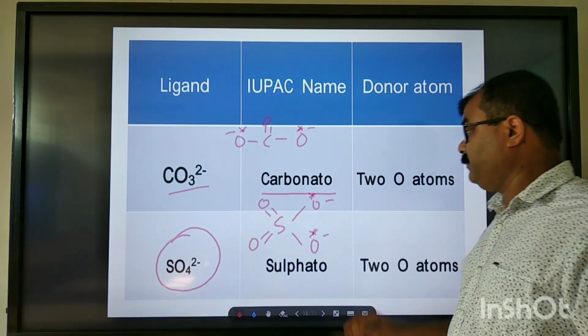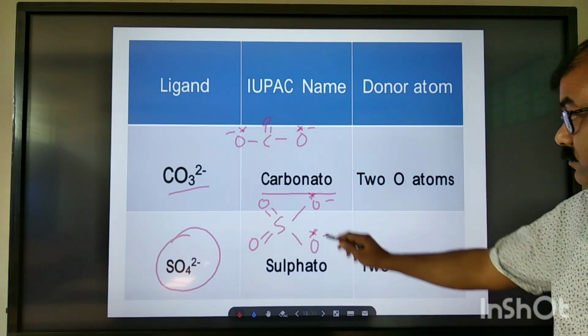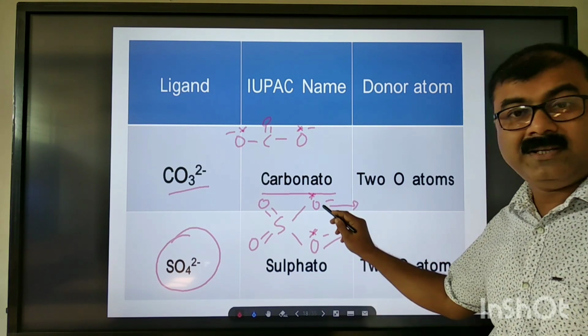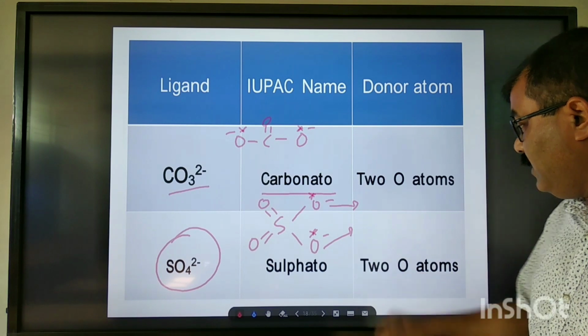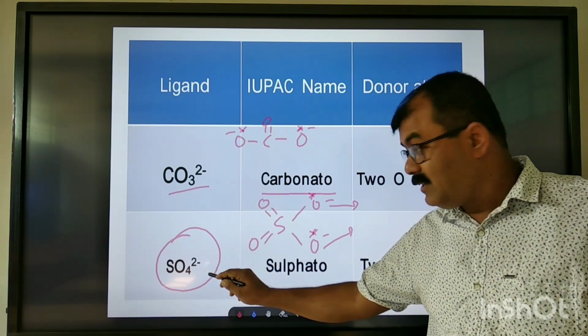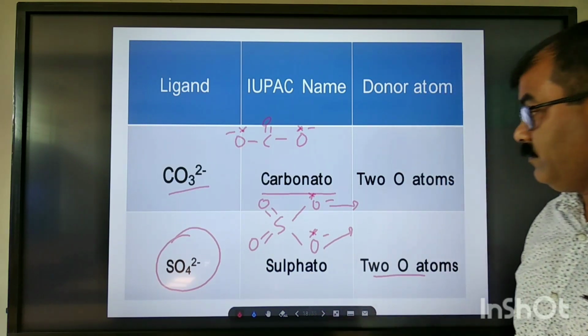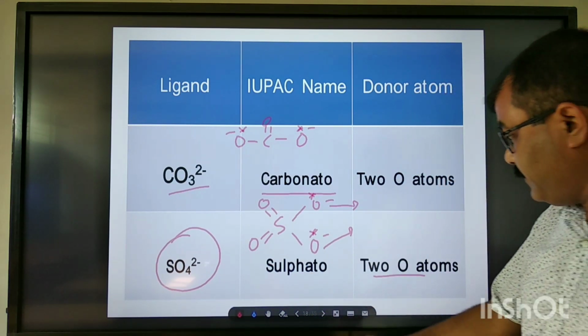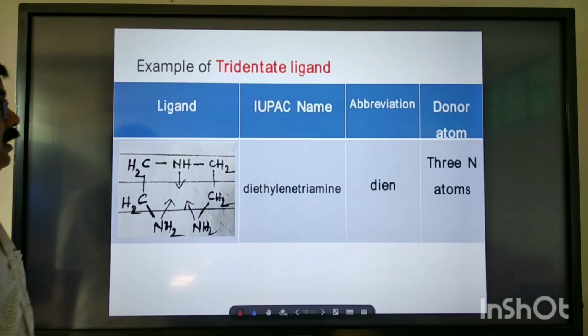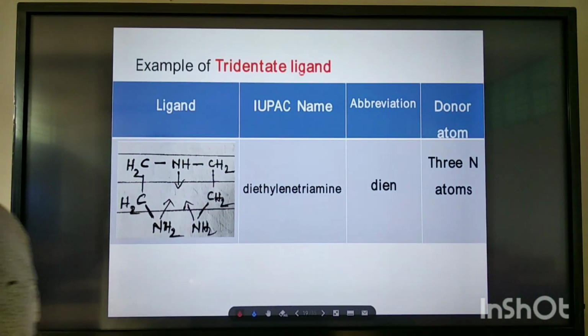These two oxygens are donor atoms. It can ligate through this oxygen and this oxygen, two oxygen atoms. And the name is sulfate. Sulfate 2 minus. Have you understood? Yes? Okay. Now let us go for tridentate ligands.